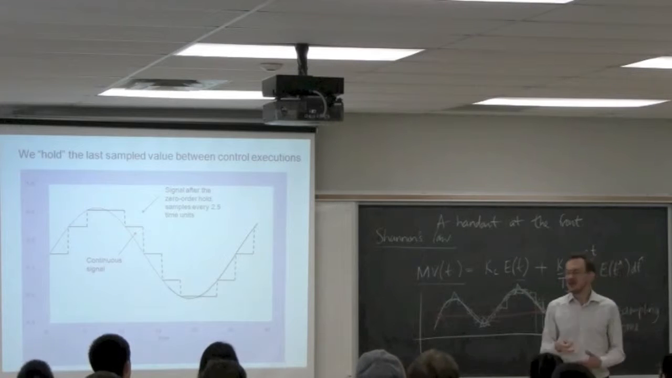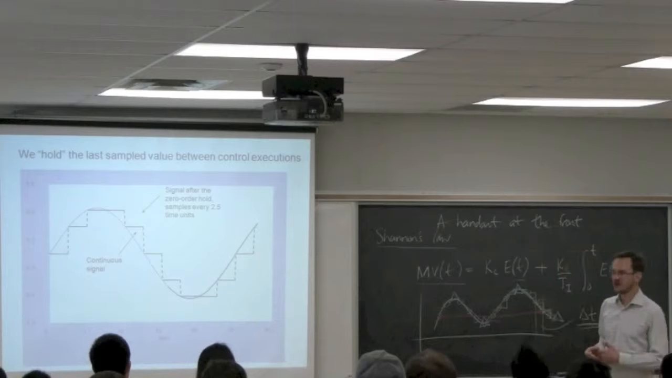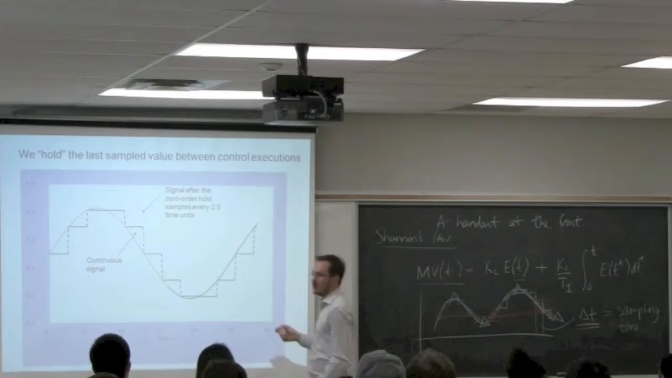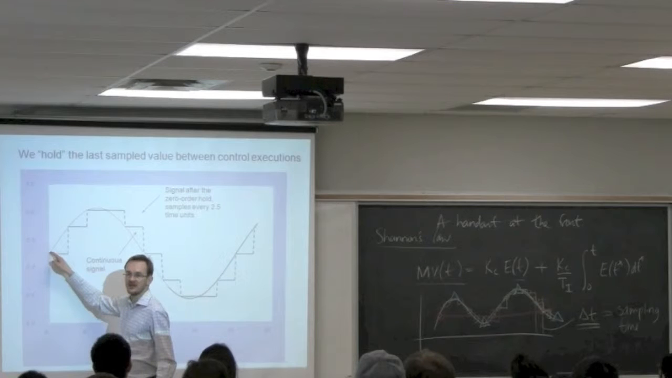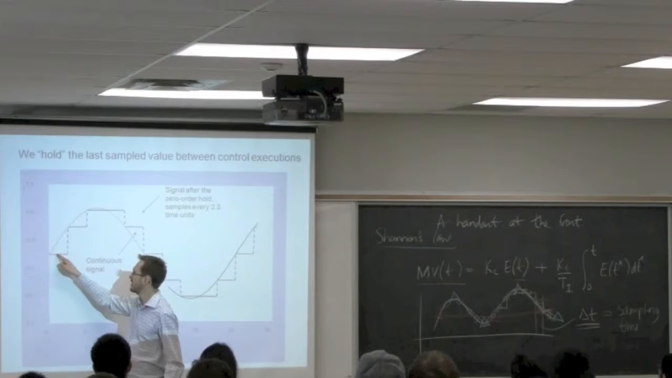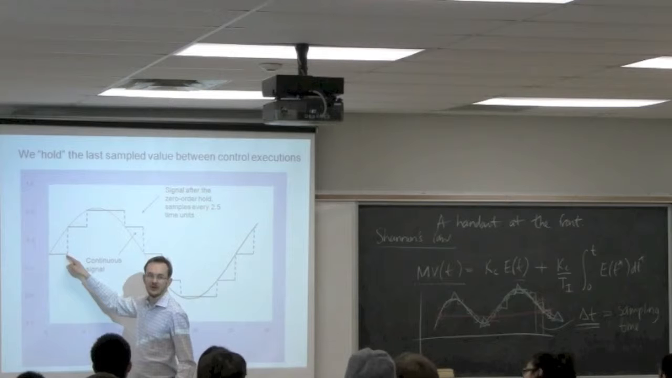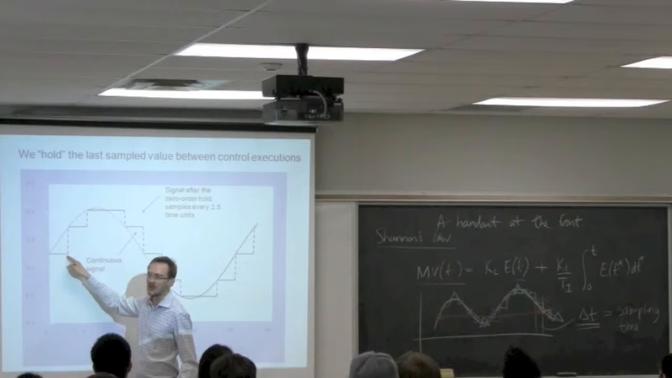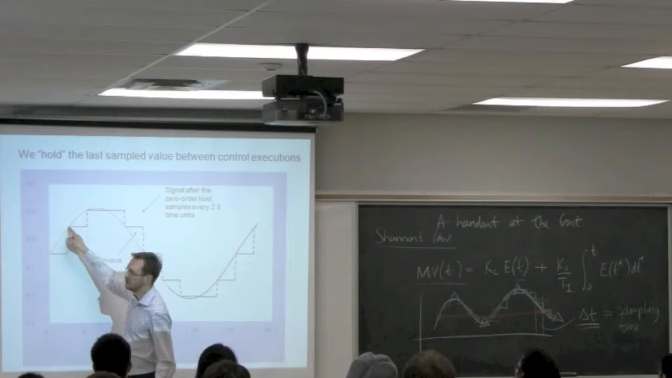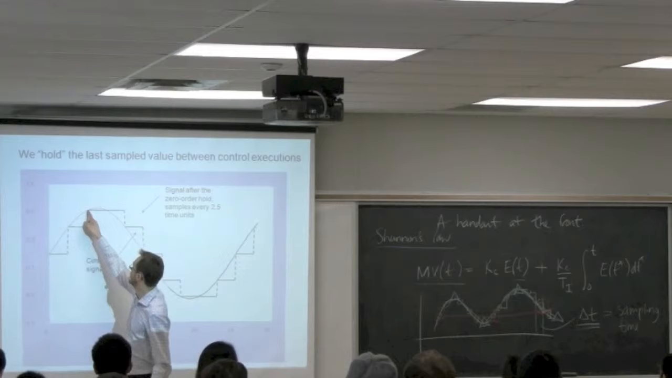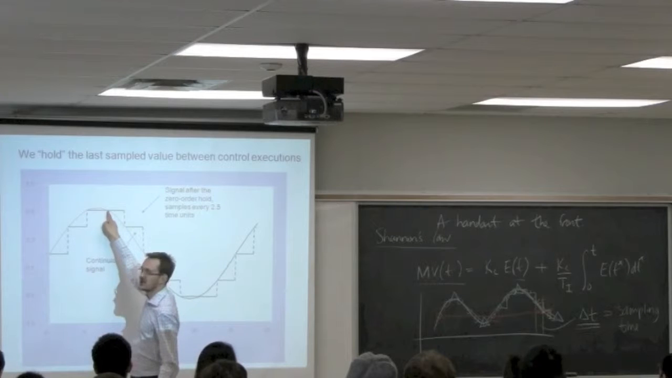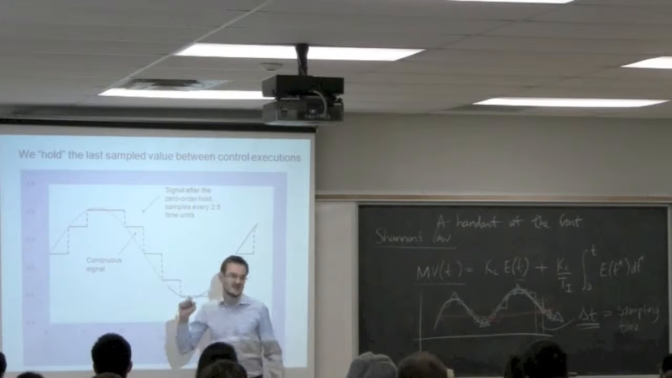That staircasing is called a zero-order hold. In other words, the computer system is going to read this value and assume that the signal stays at that value for the duration of delta T. Then after delta T time units, I'm going to read a new value, and I'm going to assume that my system was flat on that line for the rest of that delta T. Then I read a new value until I get to there, read a new value, and we get the staircase function.